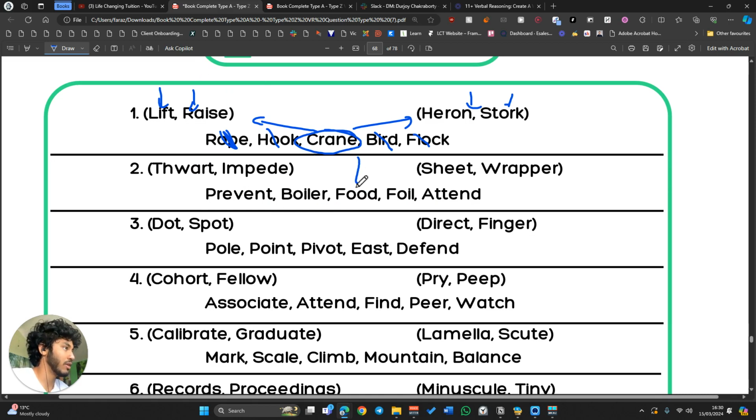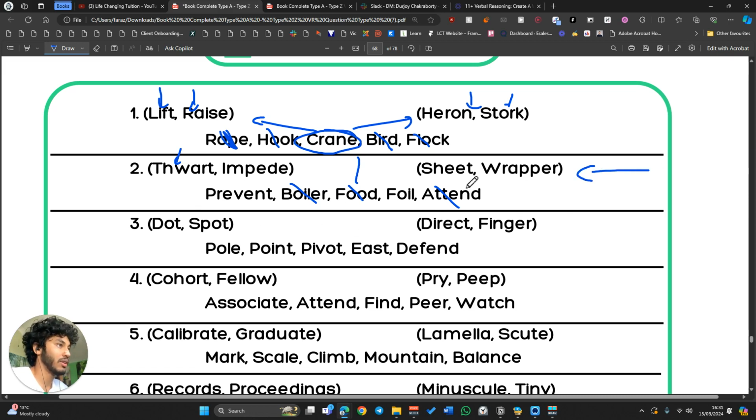So question 2, thwart, impede. Alright, I'm just going to look at this first set. So thwart, if you're thwarting someone, you're sort of stopping them. Impeding is the same thing. So if we cross out anything that doesn't match with that, boiler doesn't work, food doesn't work, foil doesn't work. Actually, foil does work because you can foil someone's plans, meaning you're ruining their plans. Same thing as thwarting their plans. So we're left with 2 of them that could work.